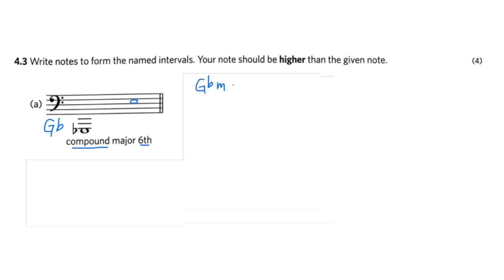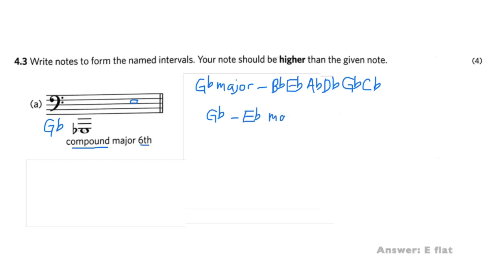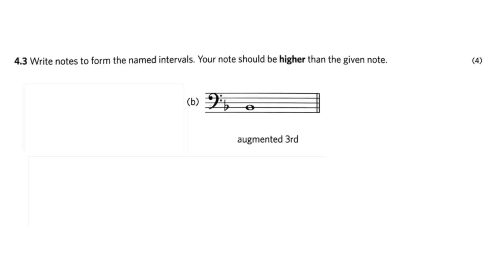And then let's find out what will be the right note. In G flat major, the key signatures are B, E, A, D, G, C flat. So it means the 6th note in the G flat major will be E flat, and that will form a compound major 6. So we make it E flat. When there is a key signature, we must take that into consideration. Here is a B flat, so it means the given note here will be a B flat.